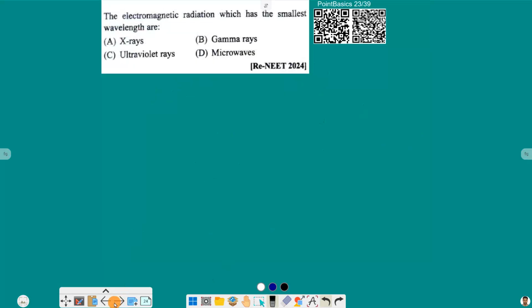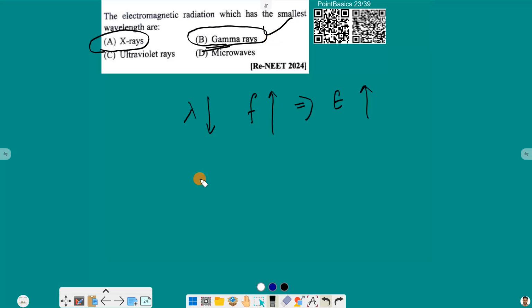Now let's move to the next one: the electromagnetic radiation which has the smallest wavelength. So for lambda to be the smallest, frequency has to be the highest, and a wave that has the highest frequency means its energy is also highest. Now we know that between X-ray and gamma radiation, gamma radiation has the highest energy, because these radiations are produced in nuclear transitions, whereas X-rays are produced during electronic transitions. So option B will be the right answer here.